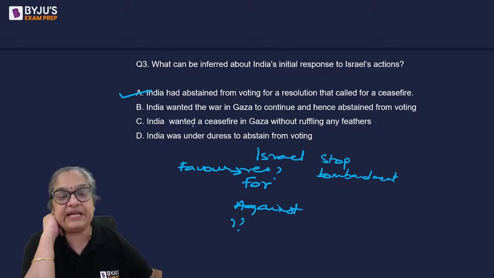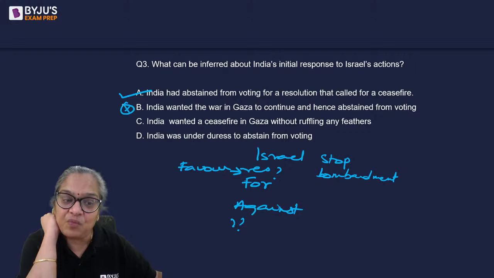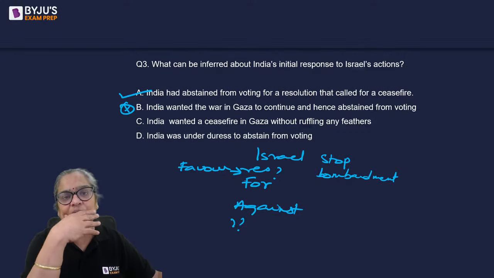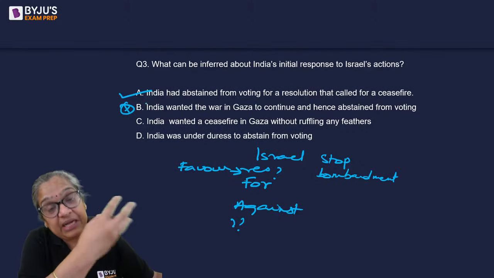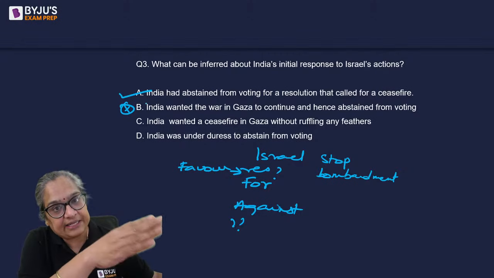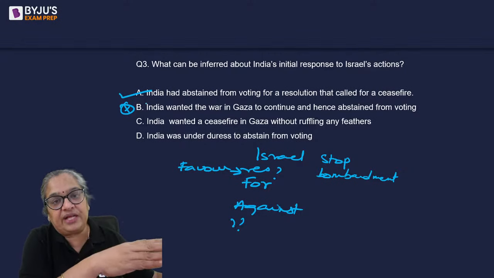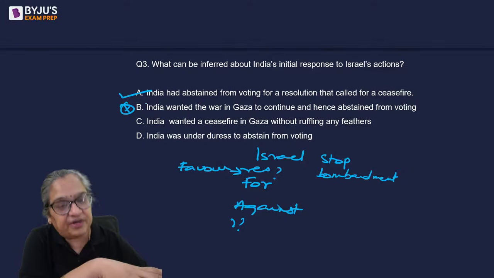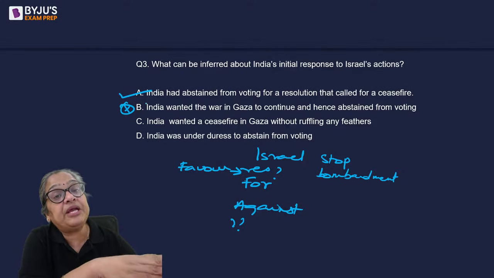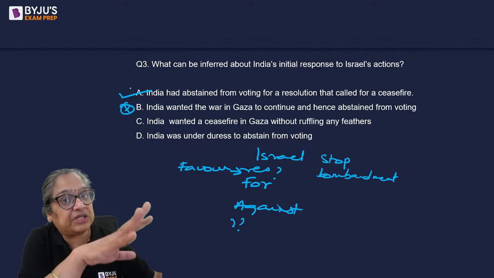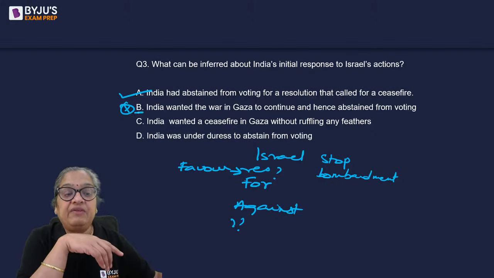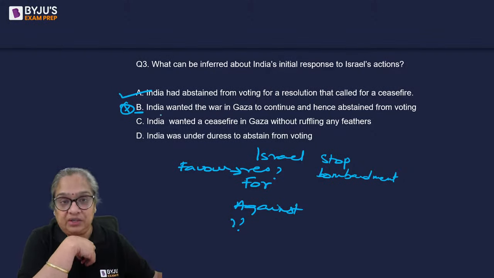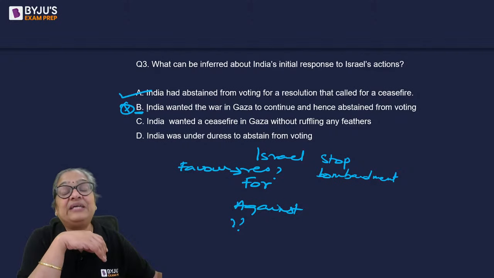Many of you gave A as an answer. Good. Why did India abstain from voting? Not because it wanted the war to continue. It might have gone and told Israel in private. Narendra Modi immediately gave a first statement: the act of terror against Israel, India has suffered a lot of terrorist attacks, so we offer our sympathies to the people and government of Israel. Immediately after that, he said, however, we also believe that civilian casualties should be minimal, with as little collateral damage as possible.